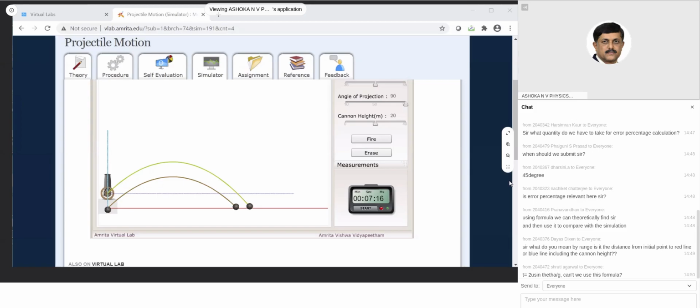Shruti Agarwal has asked about 2u sin theta by g. Yes, there is a formula, use this formula. They're using that formula only, right? The time of flight is shown here. They are not calculating it. This is shown in the clock. The time shown here is the time of flight.